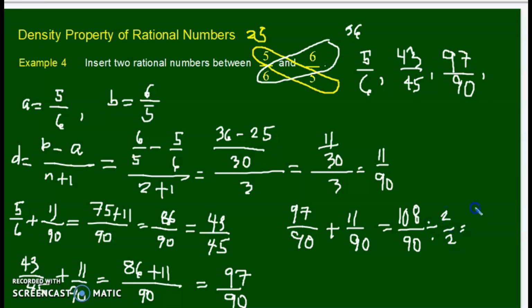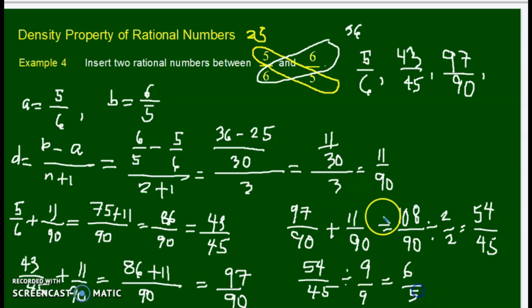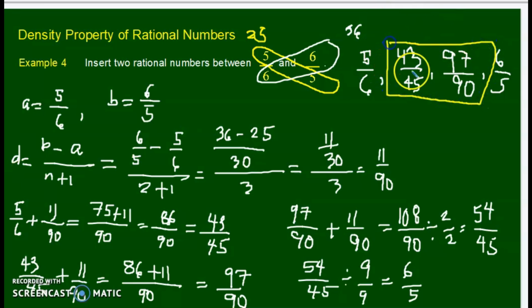magiging 54 over 45. Pwede pa rin. Okay? Pwede pa rin i-divide yung 54 over 45, para malowest term. Kailangan simplest form. Pwede pa rin i-divide yan sa 9. Okay? So, 54 divided by 9 is 6. And 45 divided by 9 is 5. And isn't it that the next one is 6/5? Okay. Therefore, we got the right rational numbers that are equidistant between 5/6 and 6/5.